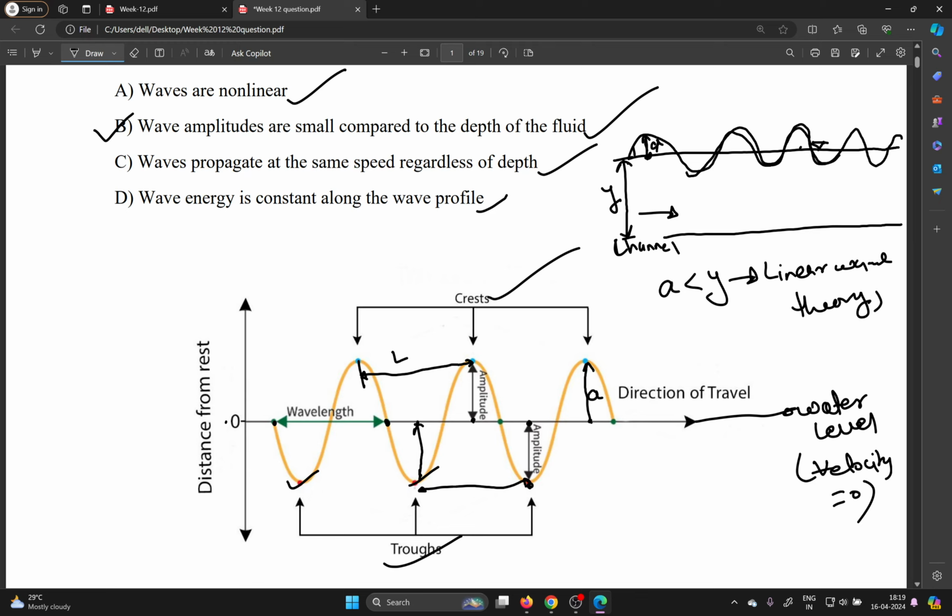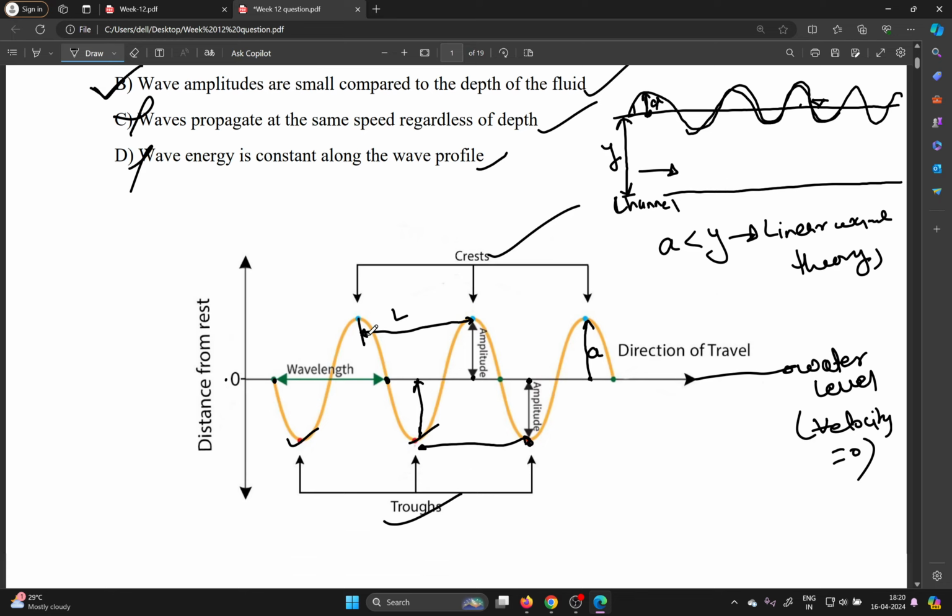So this is the first question. If you want to select the correct answer, option B is correct. Obviously option A will not be correct, because the non-linear thing is that the wave propagates at the same speed regardless of depth. This is not the criterion. The wave energy is constant along the wave profile. This is also not the criterion for linear. So only option B is correct.